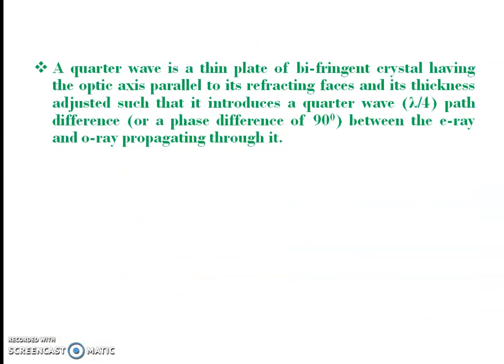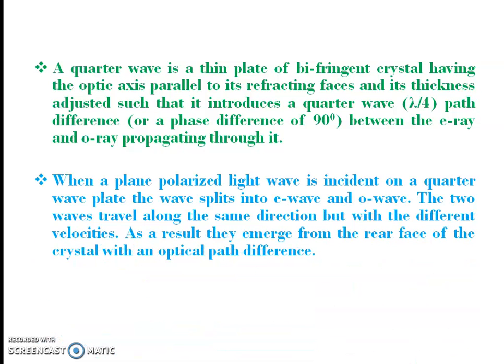A quarter wave plate is a thin plate of birefringent crystal having the optic axis parallel to its refracting faces and its thickness adjusted such that it introduces a quarter wave, that is lambda by 4, path difference or phase difference of 90 degrees between the E ray and O ray propagating through it. When a plane polarized light wave is incident on a quarter wave plate, the wave splits into E wave and O wave. The two waves travel along the same direction but with different velocities. As a result, they emerge from the rear face of the crystal with an optical path difference.